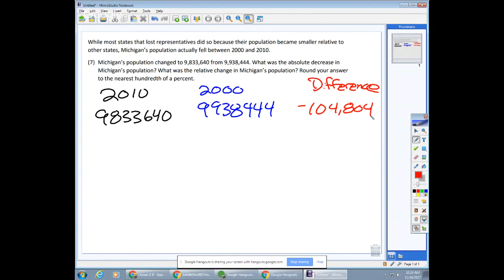104,804. This is representatives, that means, isn't that enough to use representatives? So in Congress, we have representatives, we have senators, and representatives are based on population. So if the population drops, a state could lose a representative in Congress.